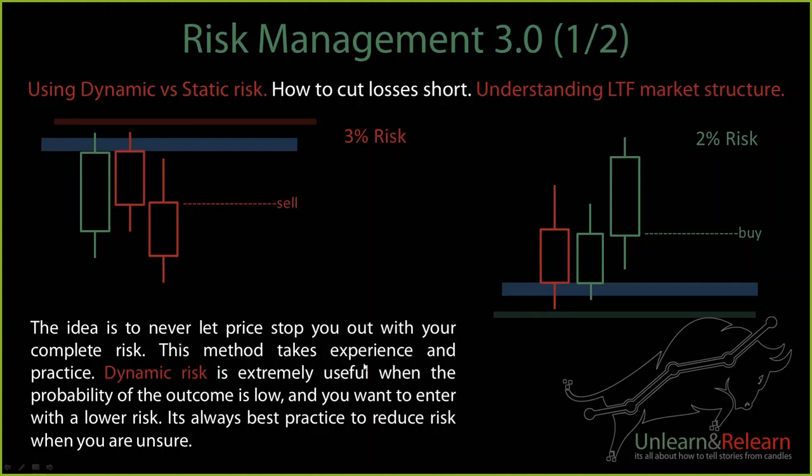Dynamic risk is extremely useful when the probability of the outcome is low and you want to enter with a lower risk. So when you're using dynamic risk, you're breaking down your complete risk. Let's say you're going to risk 4% per trade, right? You see an opportunity and you say, I'm going to risk 4% per trade. But at the same time, you want to break it down to maybe two positions of 2%, right? So that's useful. It's always best practice to reduce risk when you're unsure.